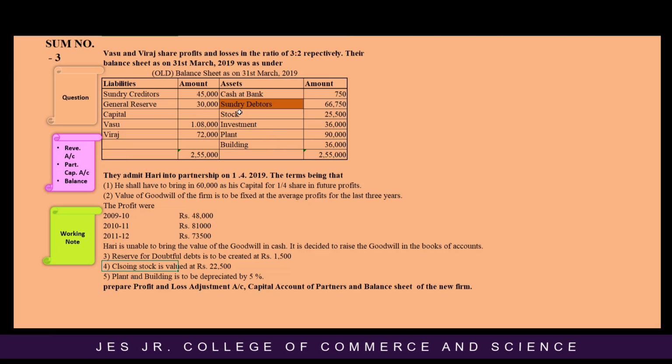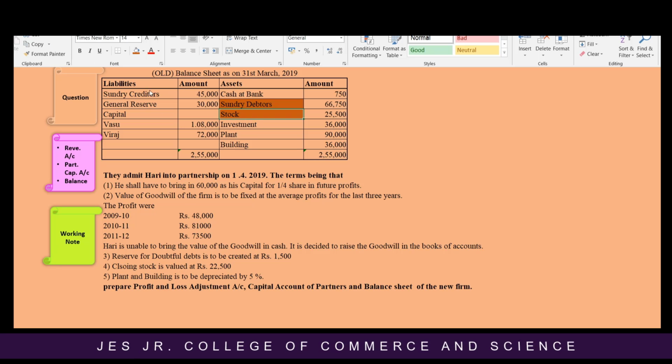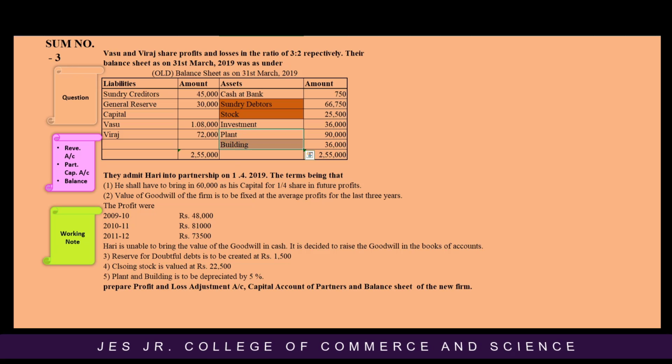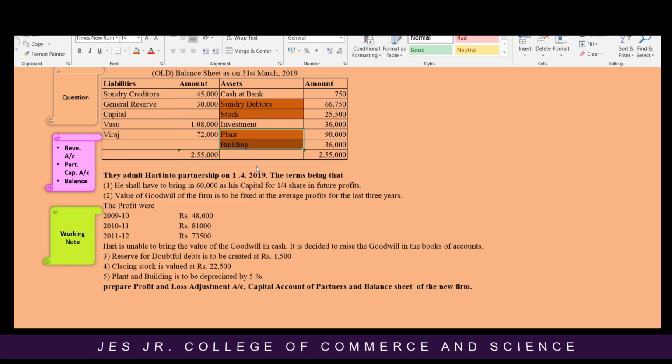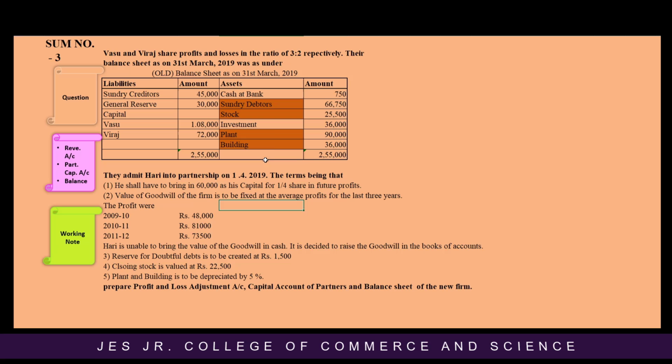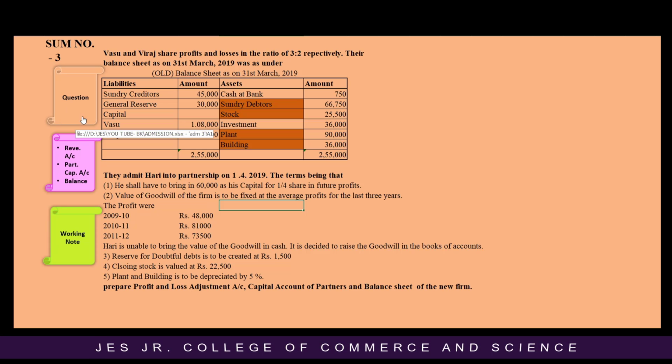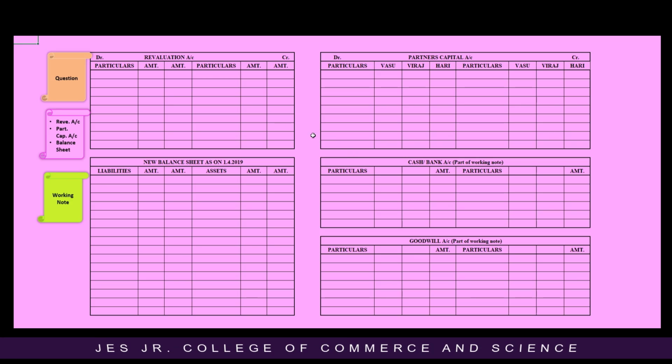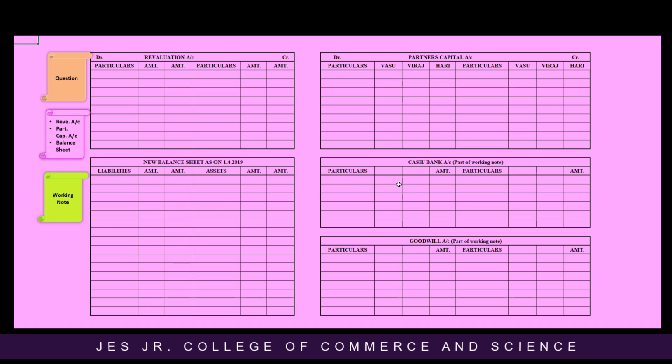Closing stock, plant and building. Closing stock is there. Then plant and buildings are there. Okay, so how many items are there on which we have adjustment? 4 items are there, and remember to write their amount in the inner column. I have already prepared revaluation account, partners capital account, balance sheet, new balance sheet as on 1/4/2019.